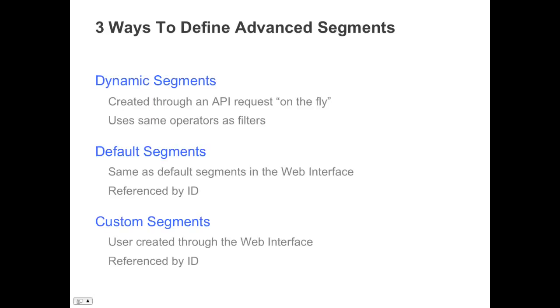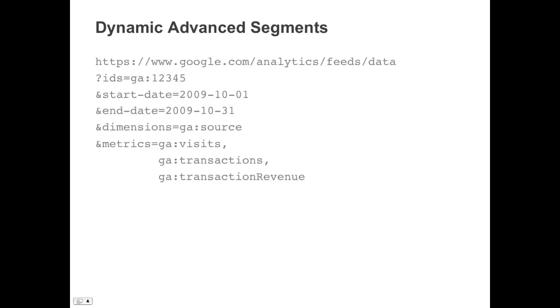The Google Analytics API has 3 new ways to define advanced segments through the API. The dynamic segment is very powerful and allows you to create a new advanced segment directly in the API query. The default segments are the same as the default segments in the Google Analytics web interface and can be referenced by ID. Custom segments can be created using the Advanced Segment Builder in the web interface and also referenced by ID through the API. Let's go through each of these and see how they will work with our original query.